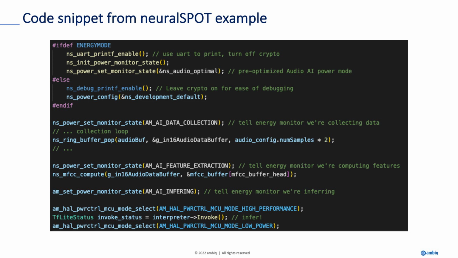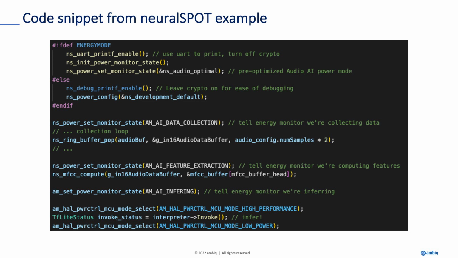Oh, shoot. That's a cut and paste error. Set power config is what that should say. And you pass it NS audio optimal, which is an optimized set of configuration parameters for our power environment. So the proper call is NS power config. If you're not doing that and you're still developing your code and you want all the printfs to work and everything to work, you just set the NS development default.